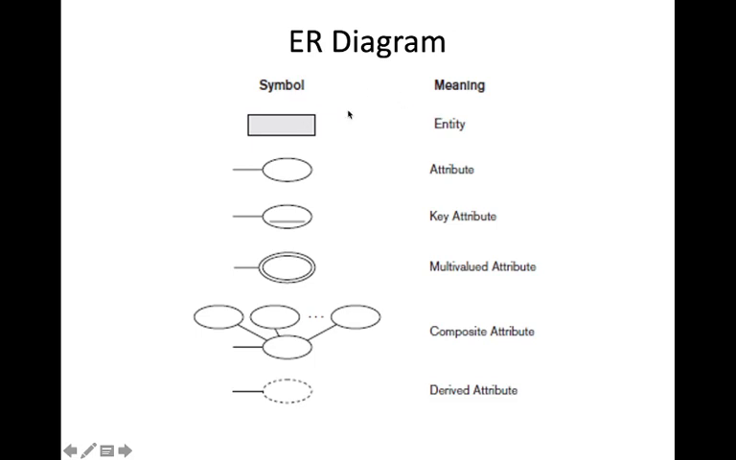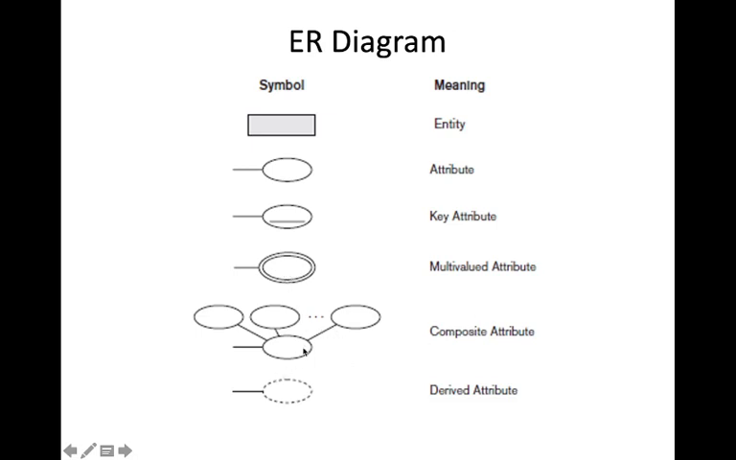So these are the basic notations that we'll be using. This rectangle represents an entity. Entity type is represented in a rectangle. Attributes are represented in ovals connected to these entities. Key attributes will be underlined. So attributes are represented in ovals, and if it is a key attribute, then we write the name and underline it. Multi-valued attributes will be double ovals, represented like this.